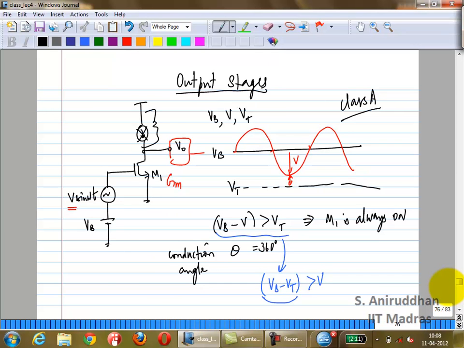So in yesterday's class we started looking at output stages. I assume you have reviewed the fractional band gap. I won't review that because we have moved on to a new topic.